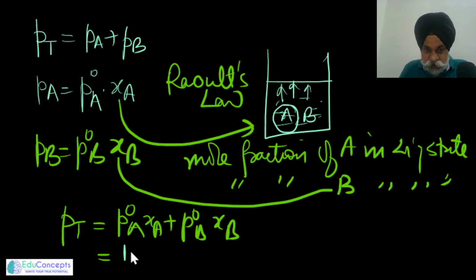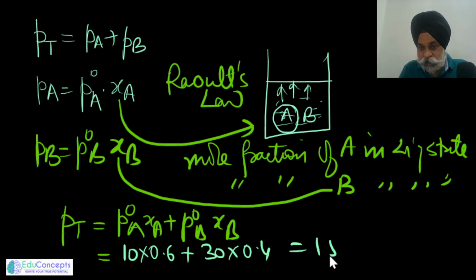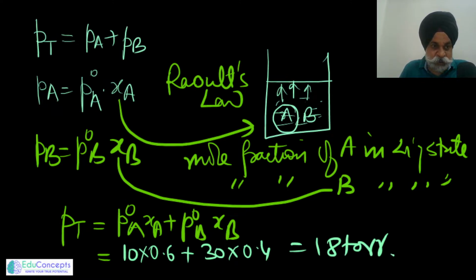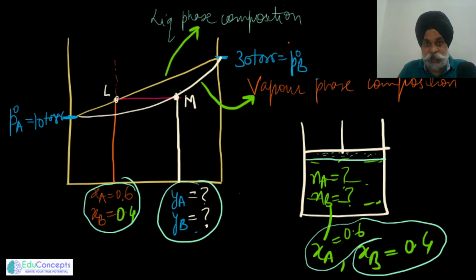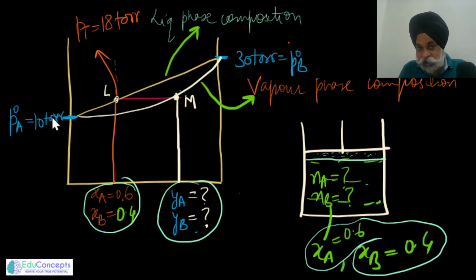So it was 10 into 0.6 plus 30 into 0.4. So this comes out to be 18 torr. What we are saying is that at this juncture, the total pressure, the P total, is 18 torr. The pressure shown by the liquid A and B at 300 Kelvin is 18 torr.